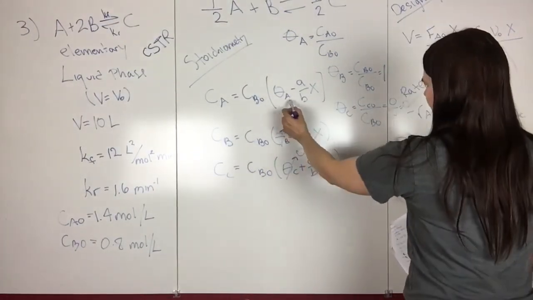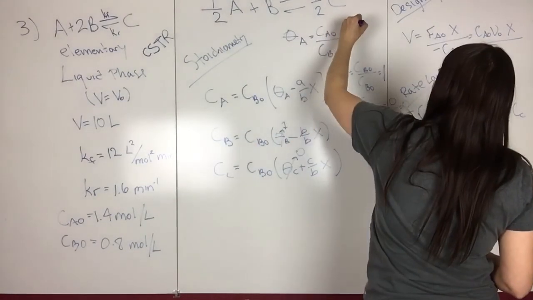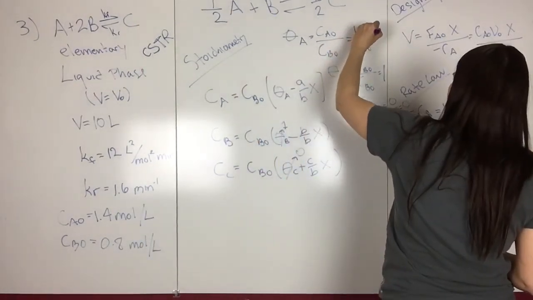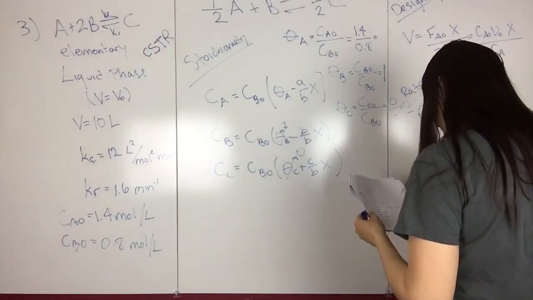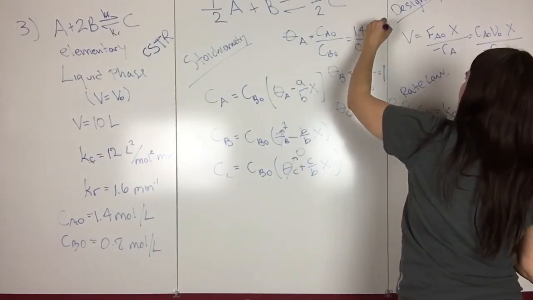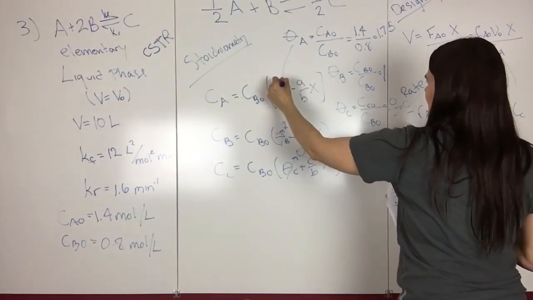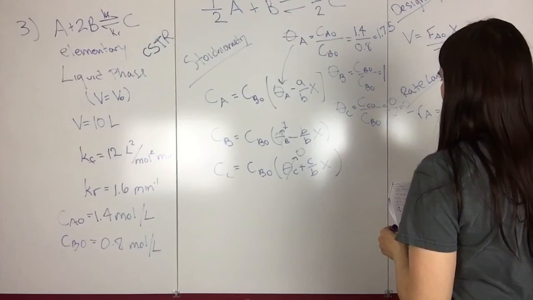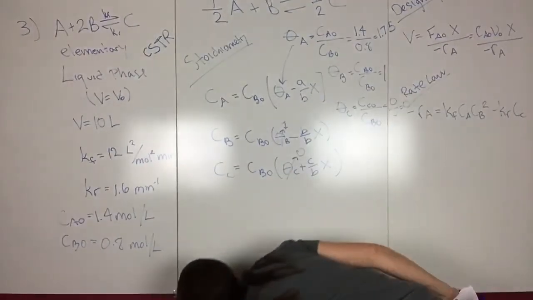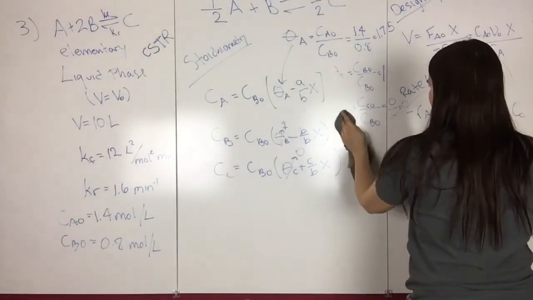So then we can calculate theta A. CA naught, 1.4, over CB naught, which is 0.8, is equal to 1.75. So that'll go in there. And I'm going to erase these two because it's pretty apparent already that that's 1 and this one's 0.